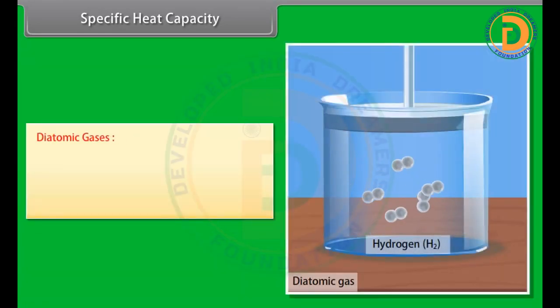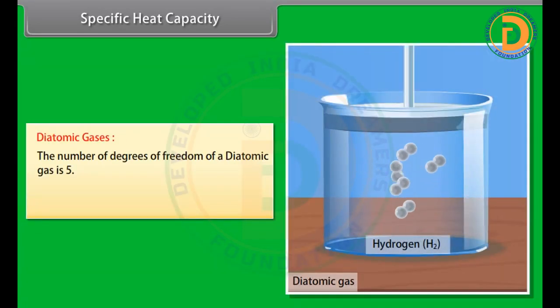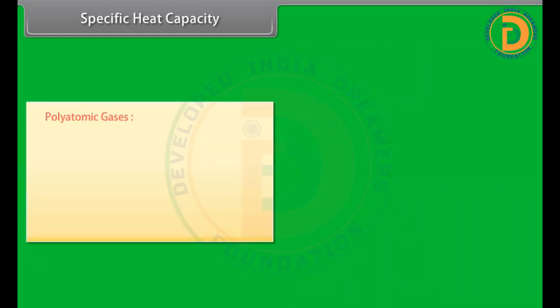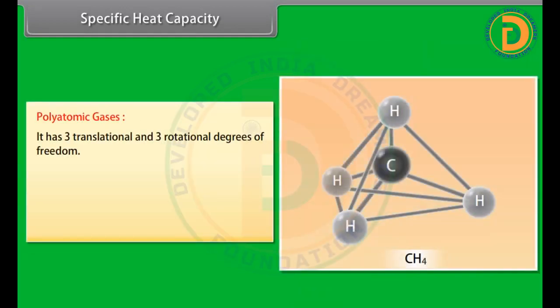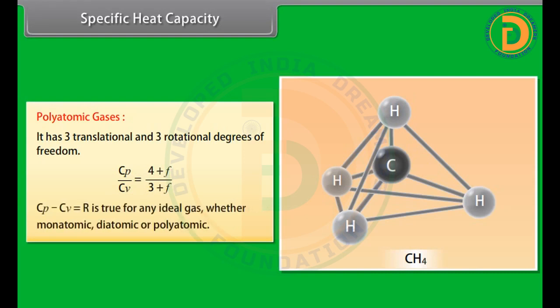Diatomic gases. The number of degrees of freedom of a diatomic gas is 5. Cp by Cv is equal to 9 by 7. Polyatomic gases. It has 3 translational and 3 rotational degrees of freedom. Cp by Cv is equal to (4 plus f) upon (3 plus f). Cp minus Cv is equal to R is true for any ideal gas, whether monoatomic, diatomic or polyatomic.